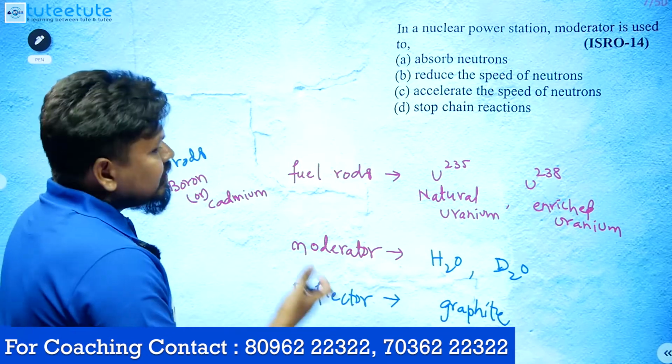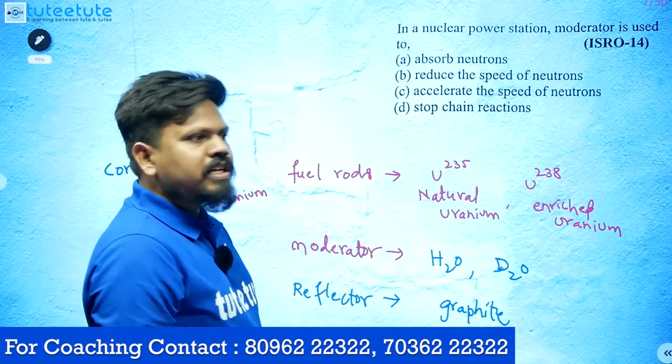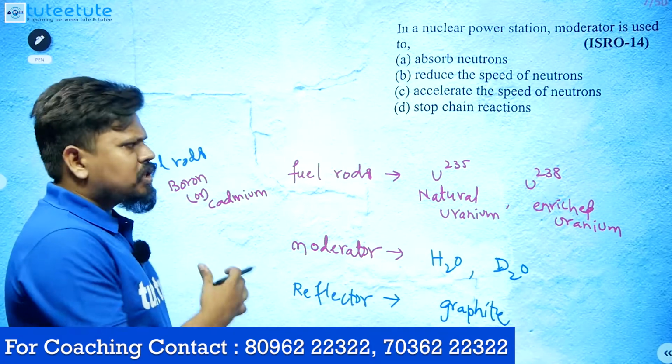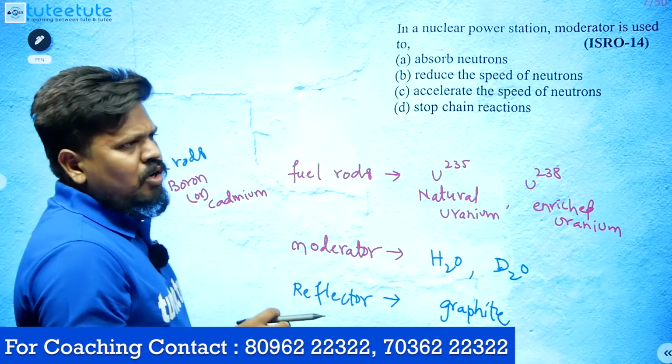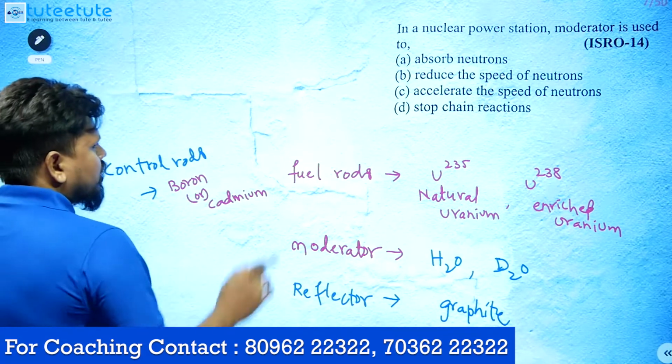Anyway, in the classes you will understand all of this with the diagram, in detail, but this is enough. These are previous year questions, right? Just understand this much only, because we have very little time. So control rods: boron or cadmium.